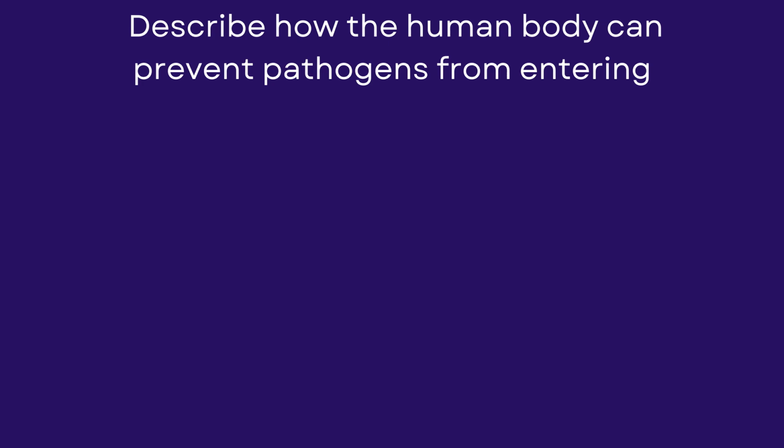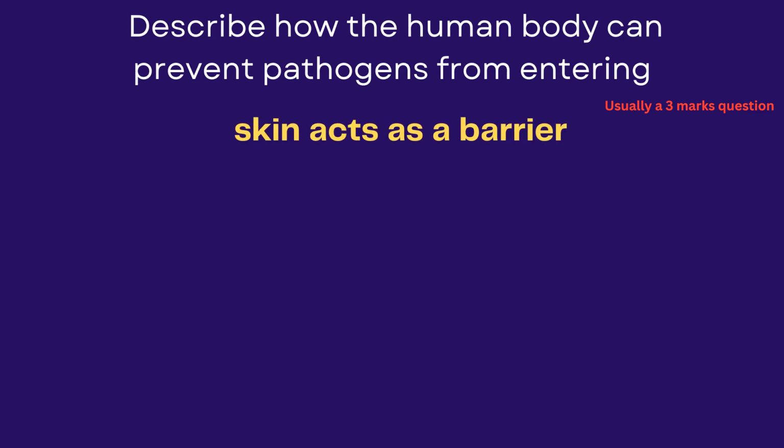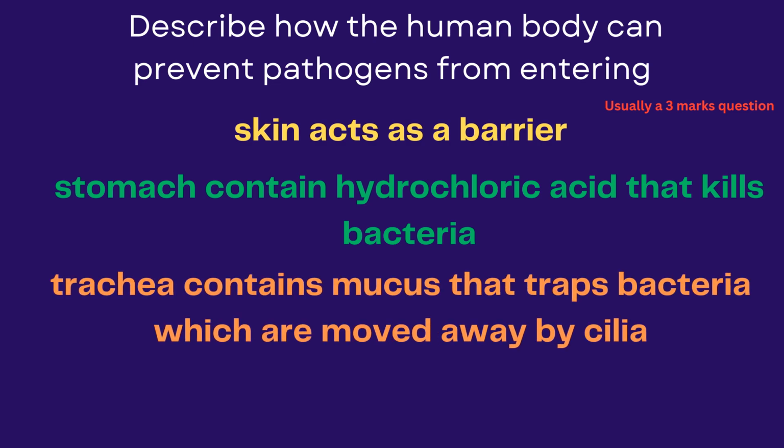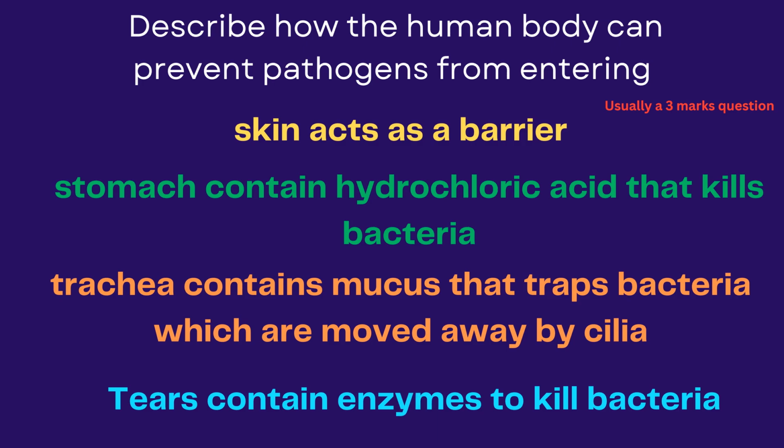Describe how the human body can prevent pathogens from entering. This is usually a 3-mark question. Skin acts as a barrier. Stomach contains hydrochloric acid that kills bacteria. Trachea contains mucus that traps bacteria which are moved away by cilia. If you wrote these 3 points, you'll get the 3 marks. But here is another one. Tears contain enzymes to kill bacteria.